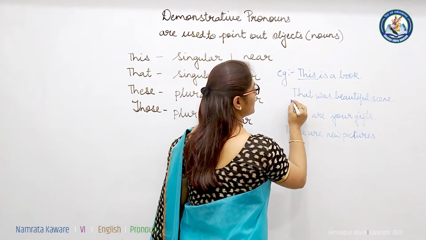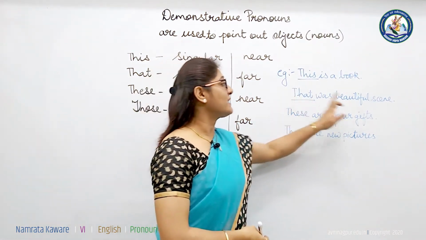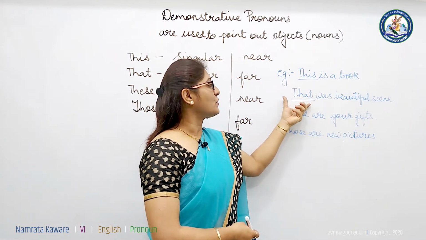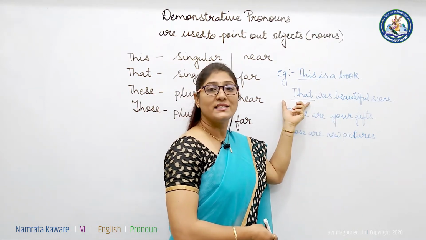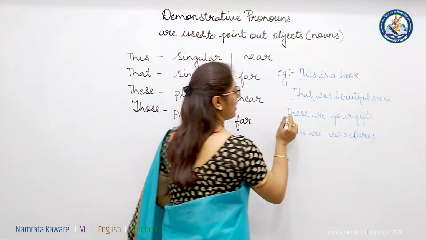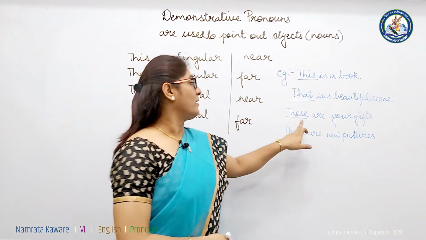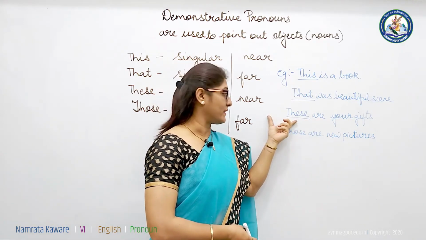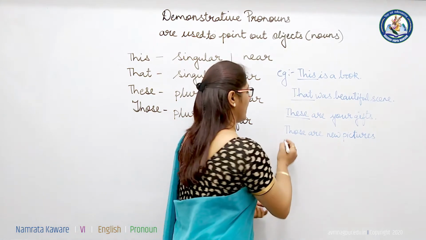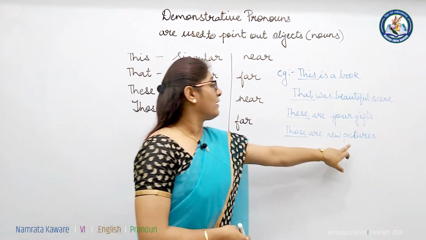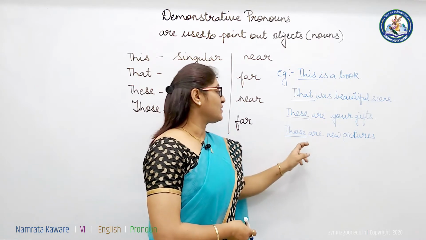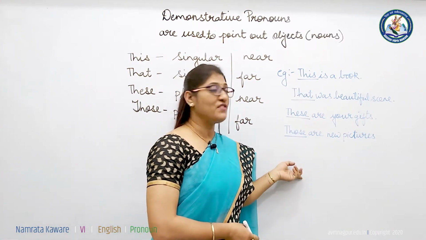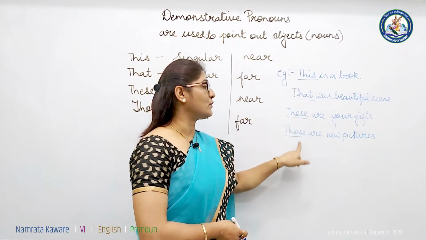That was a beautiful scene. That shows that the scene was far away or it is already gone, and it is singular. So, that was a beautiful scene. Here, that is a demonstrative pronoun. These are your gifts. The gifts are near, and because it is plural, we write these. Those are new pictures. Again, those is pointing out the new pictures. That is why those is a demonstrative pronoun. So, four demonstrative pronouns are this, that, these, those.